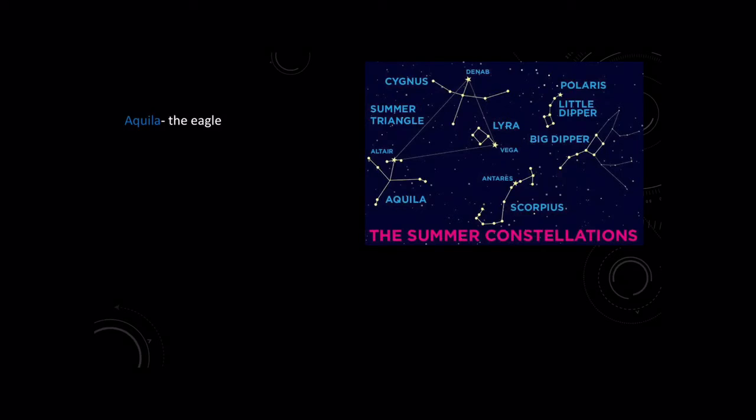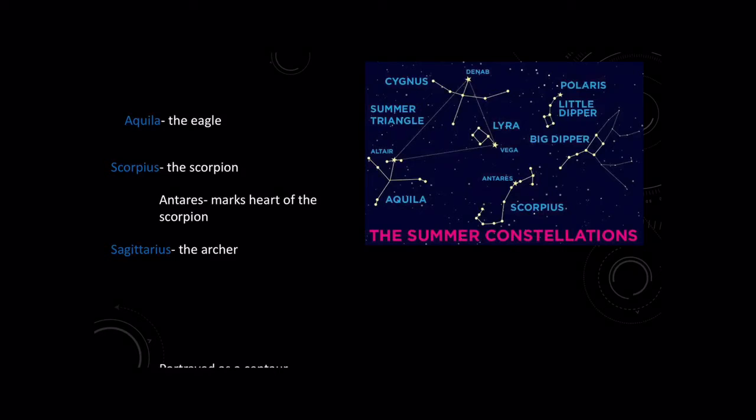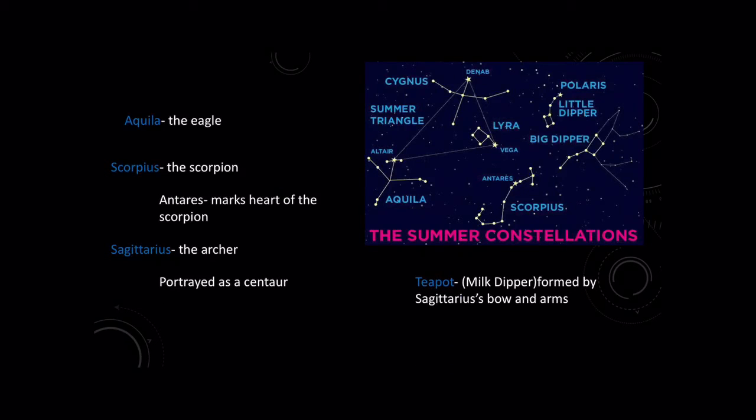Aquila is the eagle. Scorpius is the scorpion. It has Antares, which marks the heart of the scorpion. Sagittarius is the archer, and it is often portrayed as a centaur. Then they make the teapot, the milk dipper, formed by Sagittarius's bow and arms.